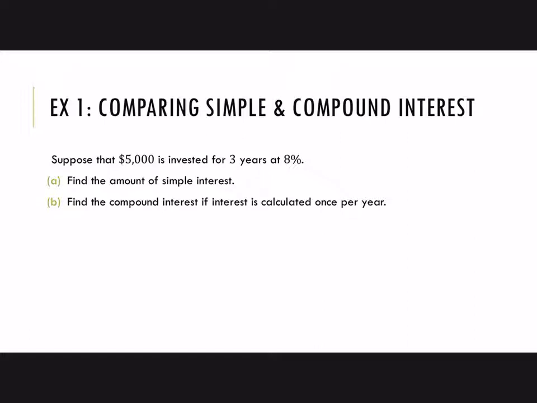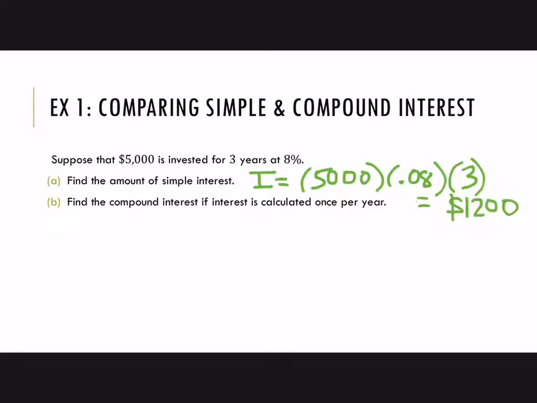Suppose that $5,000 is invested for 3 years at 8%. Let's find the amount of simple interest first. Well, simple interest, we had a formula, I equals PRT. The principal is $5,000, the starting amount. The rate is 8%, 0.08. And then the time is 3. Multiplying those three together would give $1,200. So that would be the simple interest over 3 years.